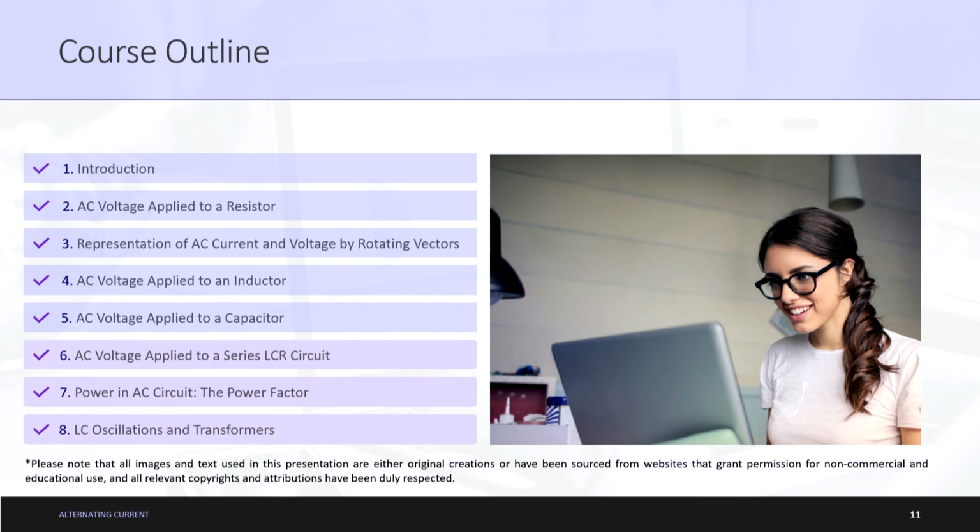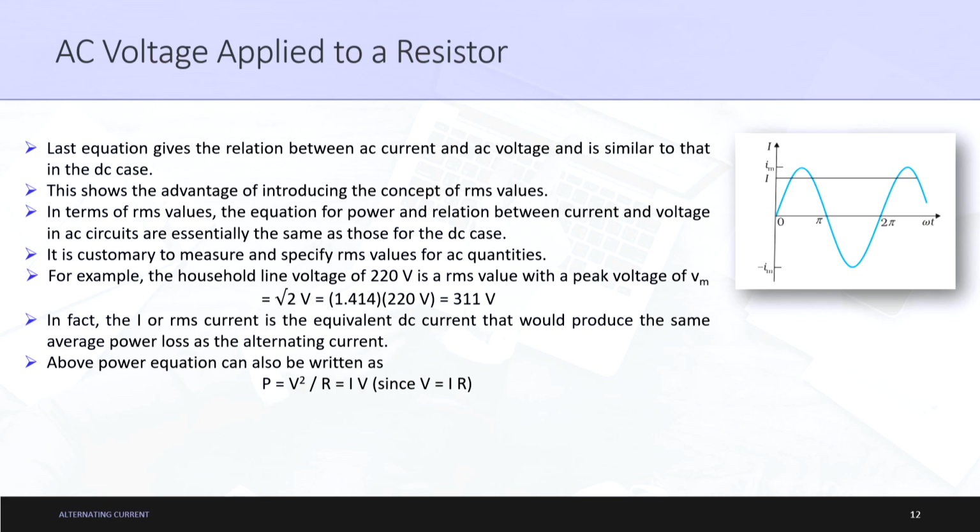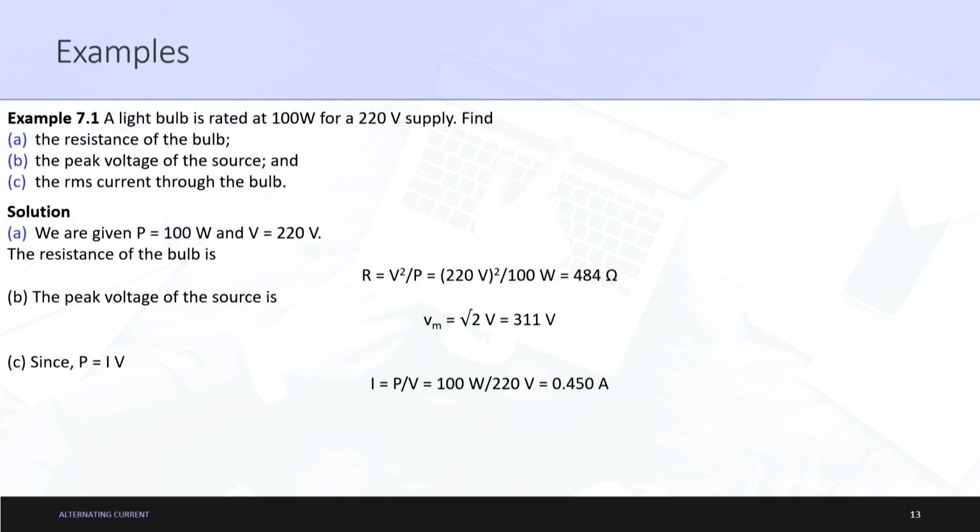So, currently for the course outline we are working on this second topic, which is AC voltage applied to a resistor. After this is completed, we can move on to the next concept, which is representation of AC current and voltage by rotating vectors. Okay, fine. So, this was completed. Let me help you understand this example and then we can move forward.